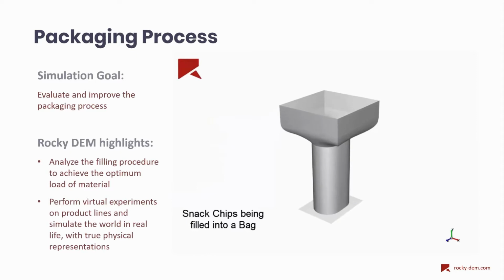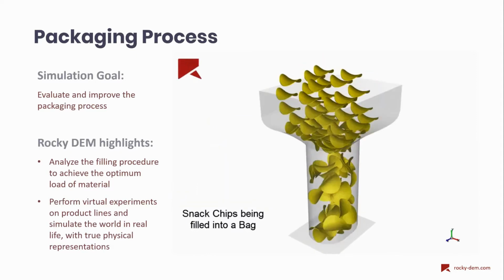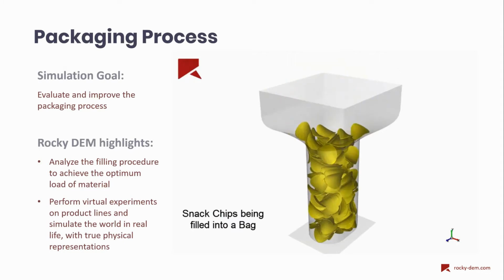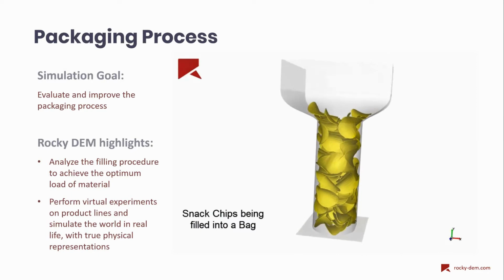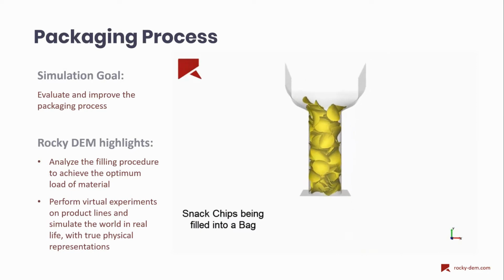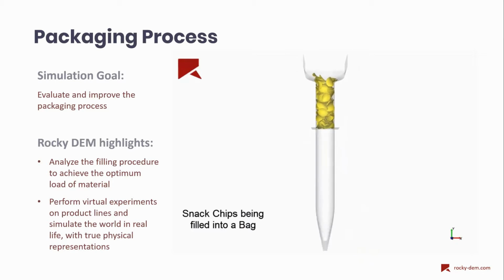In the continuation of the case study by PepsiCo that we saw before, we can point out how Rocky was used in packaging processes to achieve optimum load of product based on the volume filled. Also, using the real shape of the material allows us to perform virtual experiments on product lines and simulate the process as in real life, with true physical representation of them.